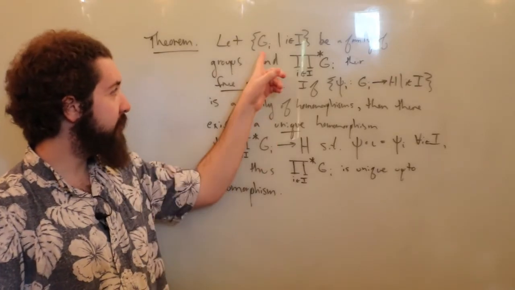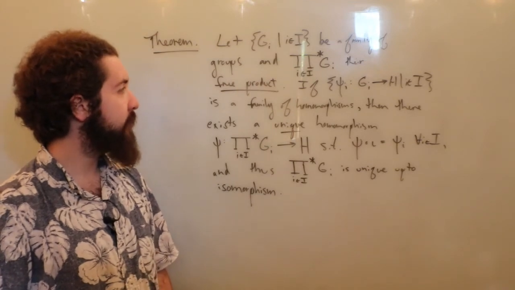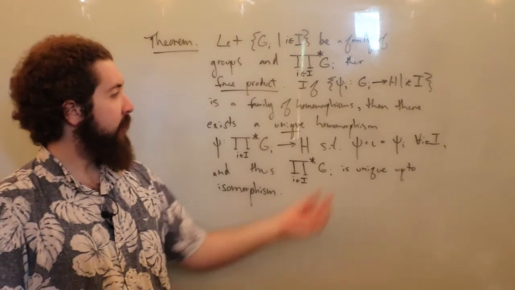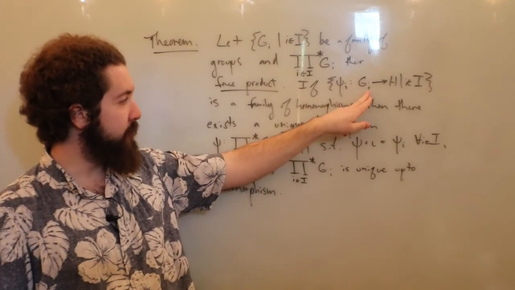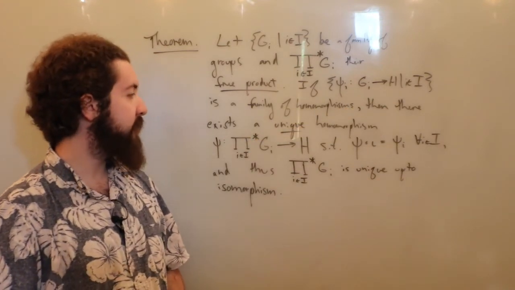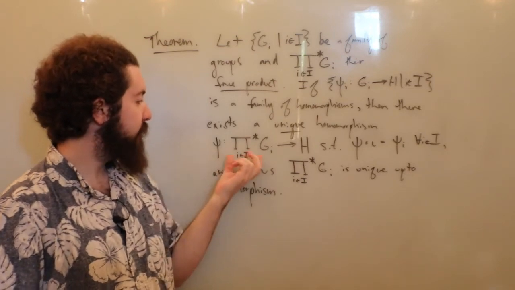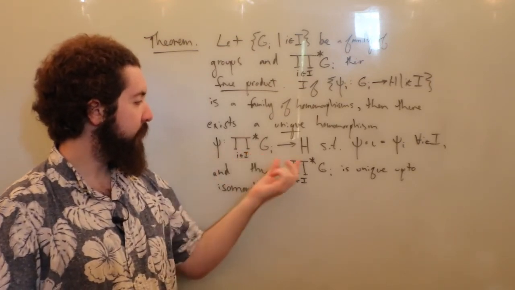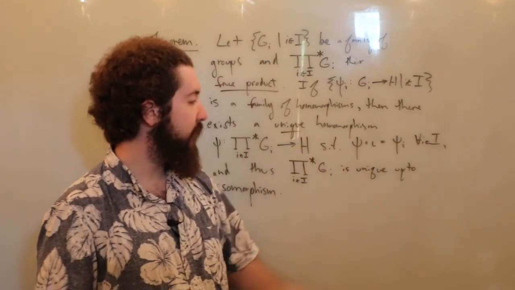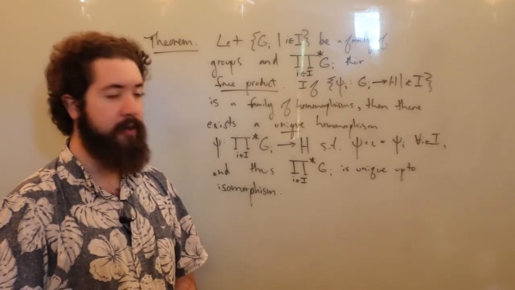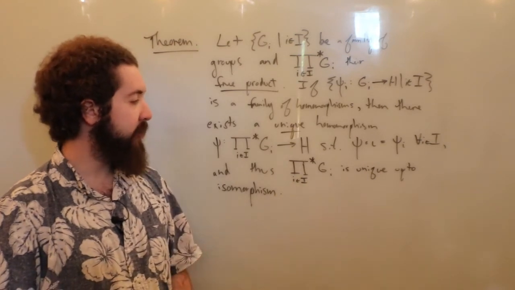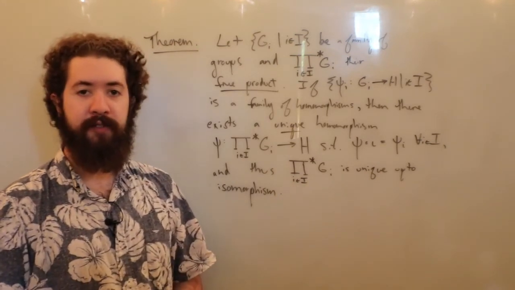Okay, so let G sub I denote a family of groups, and let this denote their free product. If psi sub I, going from G sub I to H for each I, is a family of homomorphisms, then there exists a unique homomorphism psi from the free product of the groups to the group H, such that psi composed with the inclusion map is equal to psi sub I for each I. And as a corollary, the free product is unique up to isomorphism.